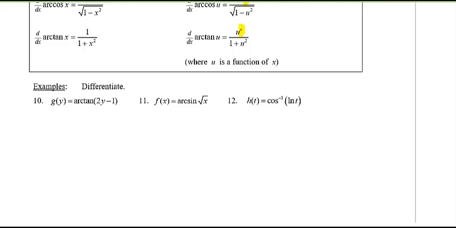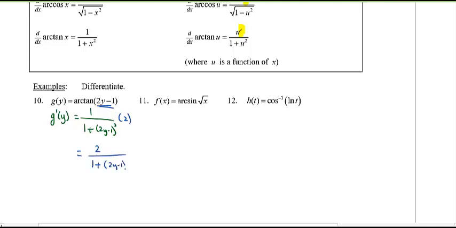So, g of y is arctangent of 2y minus 1. I'm going to ask you to differentiate, this time in terms of y. So the derivative of arctangent is just 1 over 1 plus whatever you have there, all squared. But don't forget the extra little bit, which is the derivative of the inside function. In this case, the derivative of 2y minus 1 gets an extra factor of 2. So if you left it like this, 2 over 1 plus (2y minus 1) all squared, I will be happy.